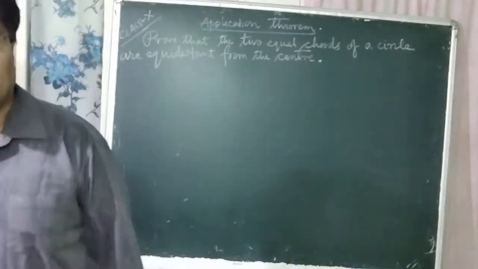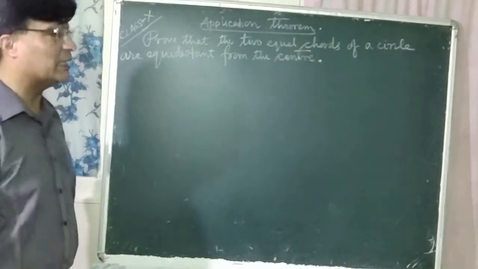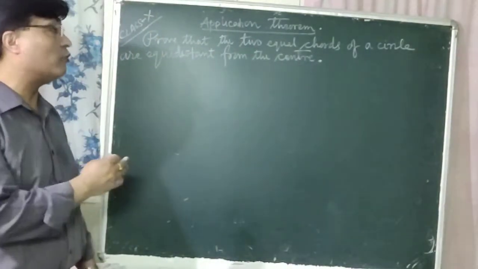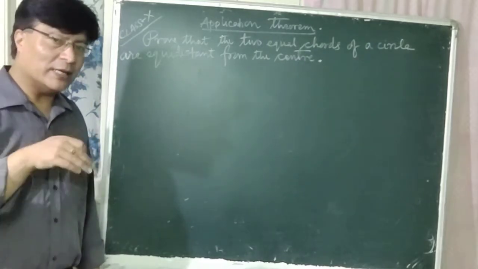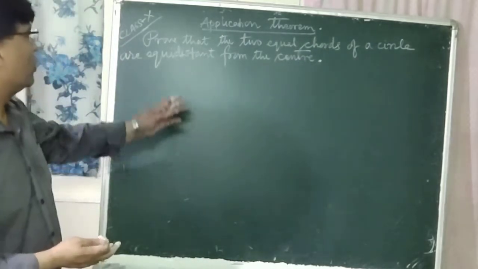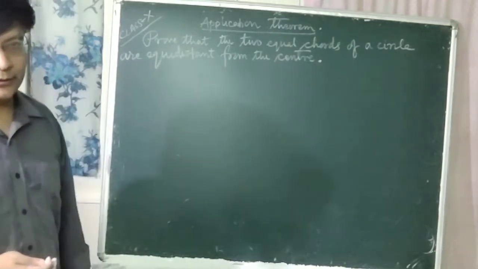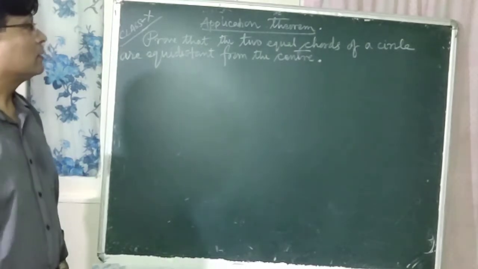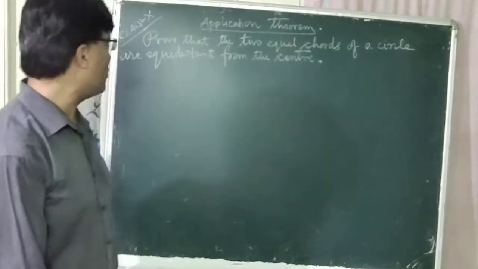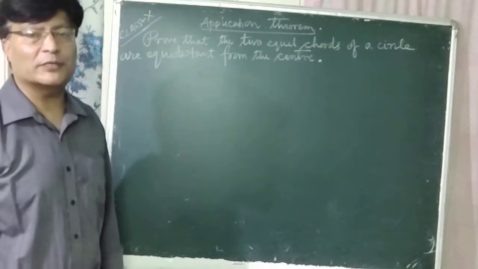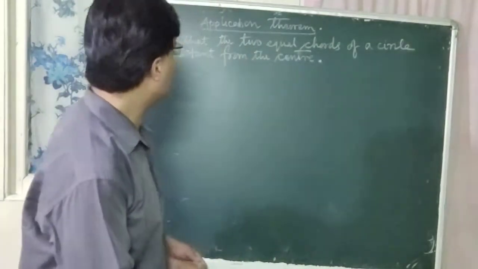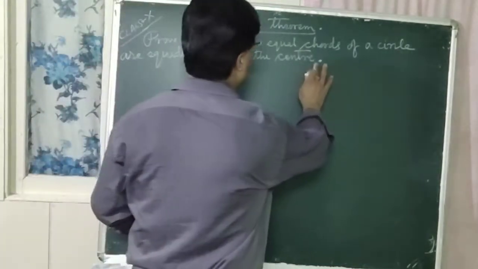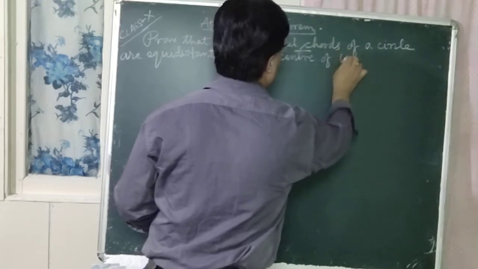So now this is the application theorem of theorem 1 and theorem 2. With the help of theorem 1 and theorem 2, we will prove this question. The question is: prove that two equal chords of a circle are equidistant from the center of the circle.